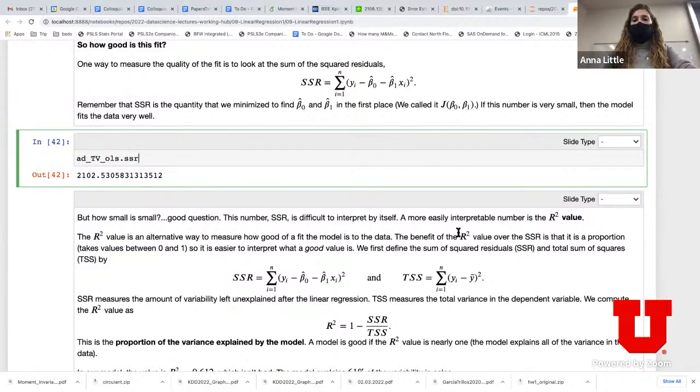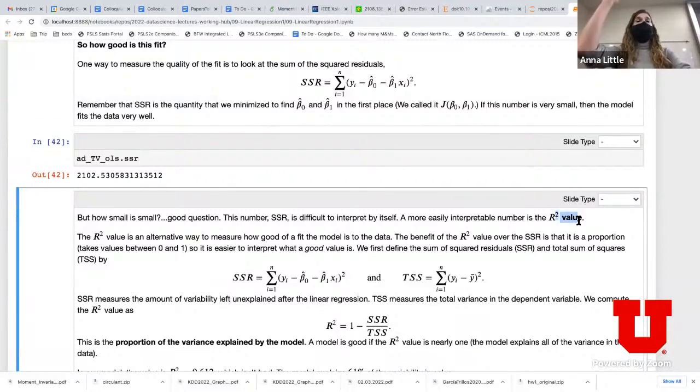And this is what we do when we compute the R² value that we saw output in the linear regression. That R² value, here we're writing it with a capital R², is an alternative way to measure how good of a fit the model is to the data. And the benefit is that it's a proportion, okay? So this takes values between 0 and 1. So it's easy to know if it's large or small.